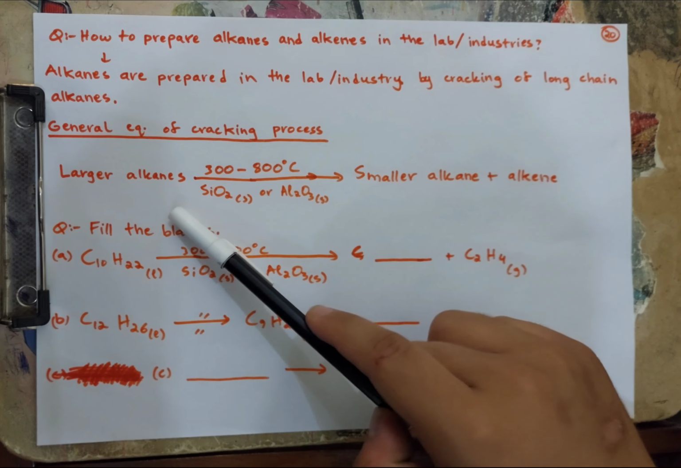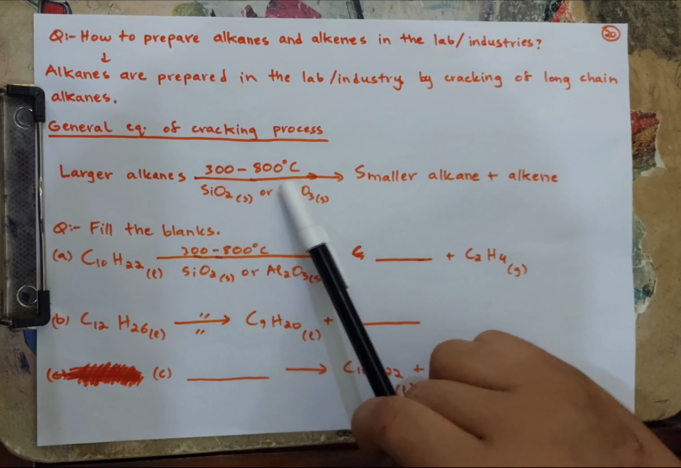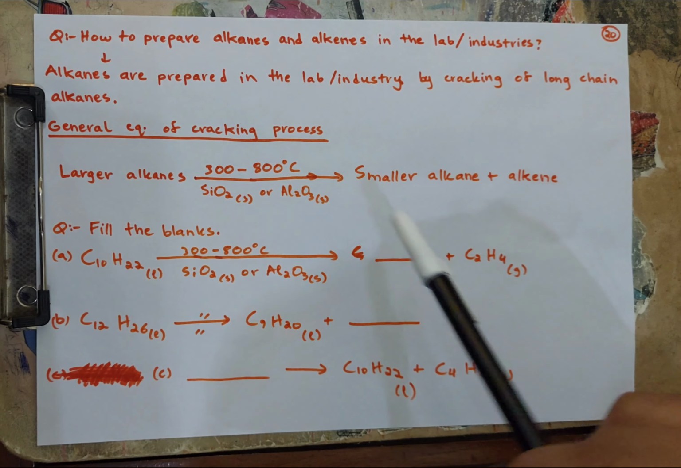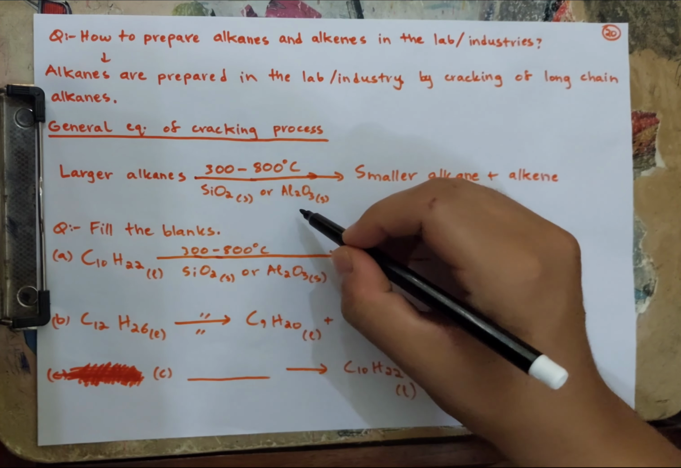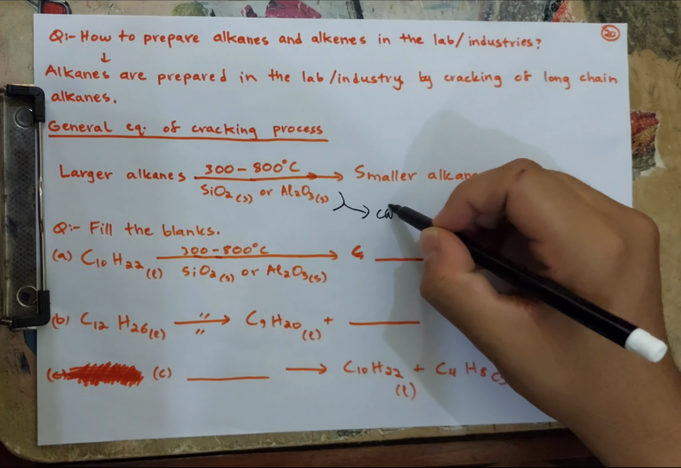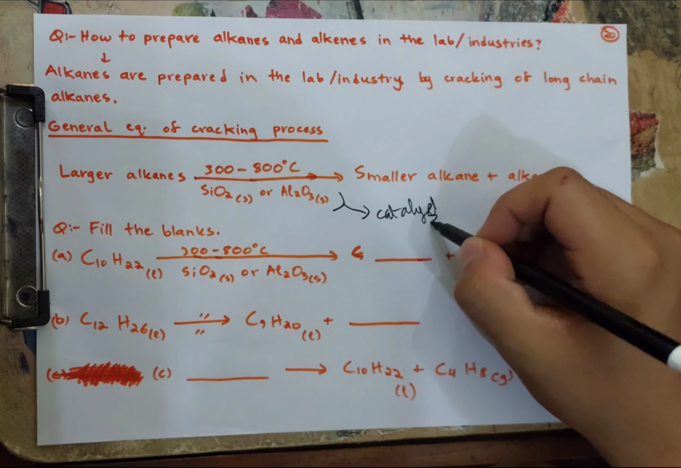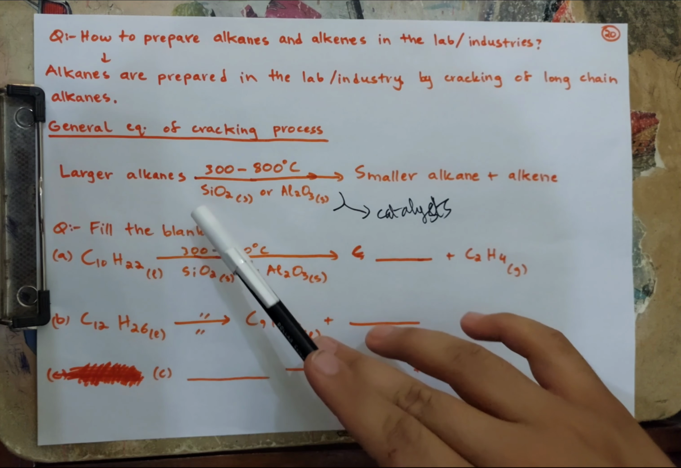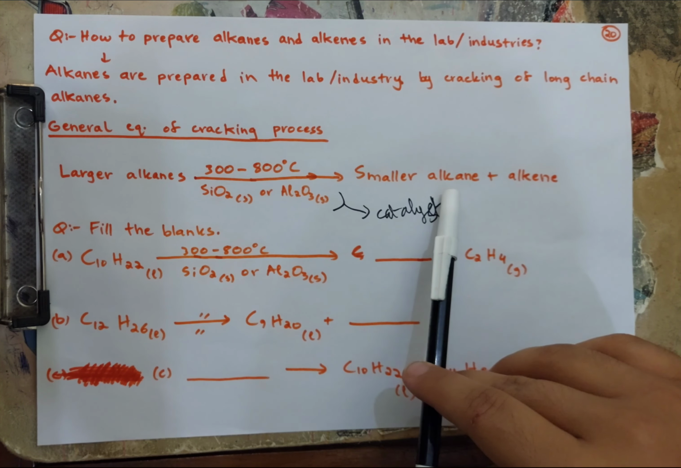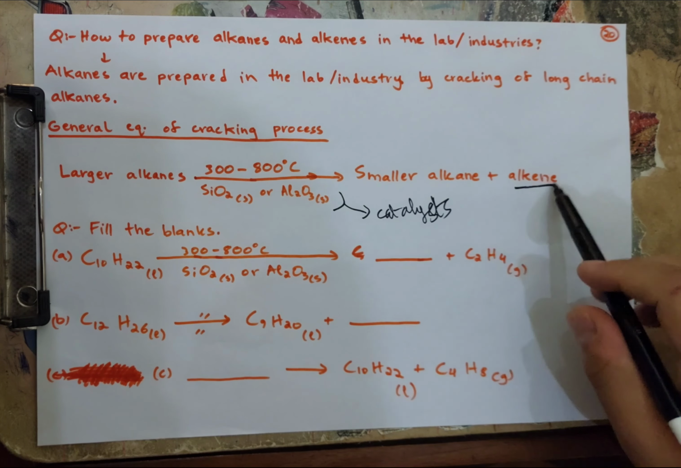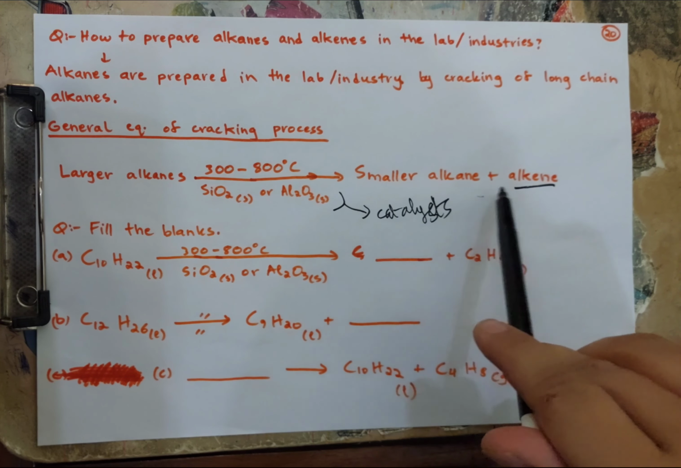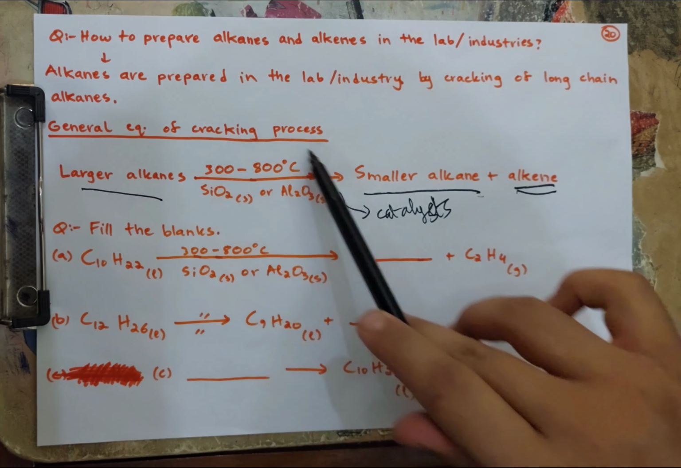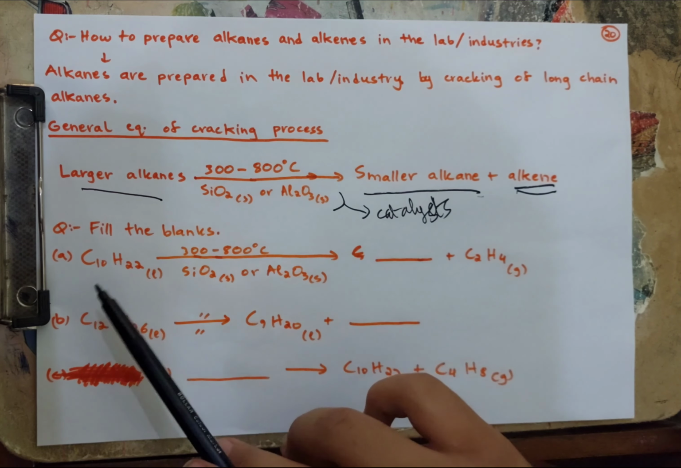Like we have larger alkanes, and we are going to supply them with 300 to 800 degrees Celsius temperature and the presence of SiO2 or Al2O3, which act as catalysts. When we proceed with this reaction, the larger alkane will break down into a smaller alkane plus an alkene. So this is the production method for both the smaller alkane and alkene from a larger alkane in the presence of these conditions. Memorize these conditions.